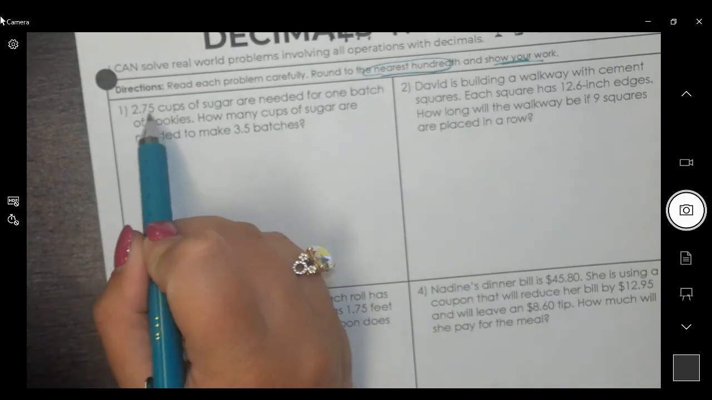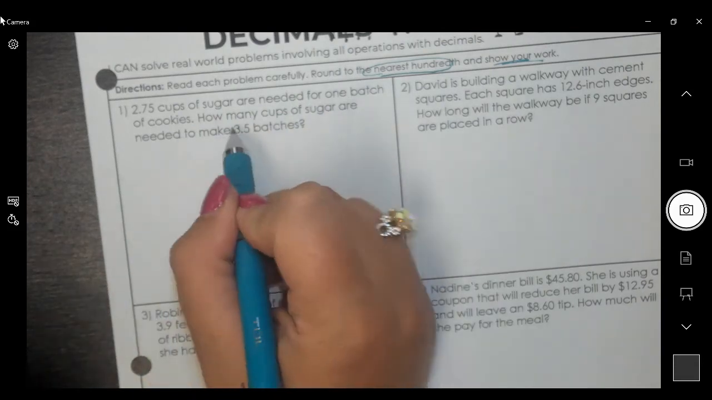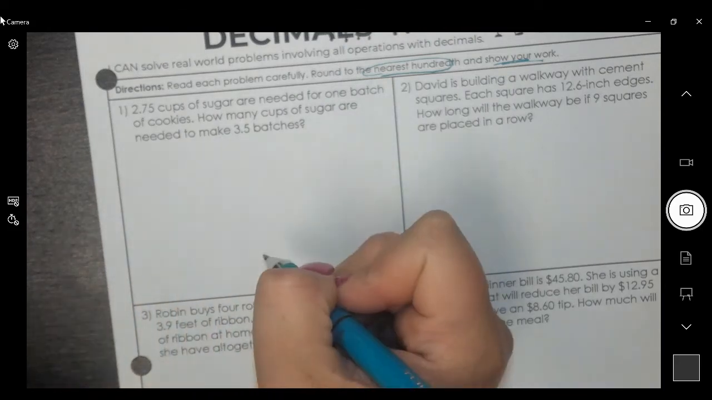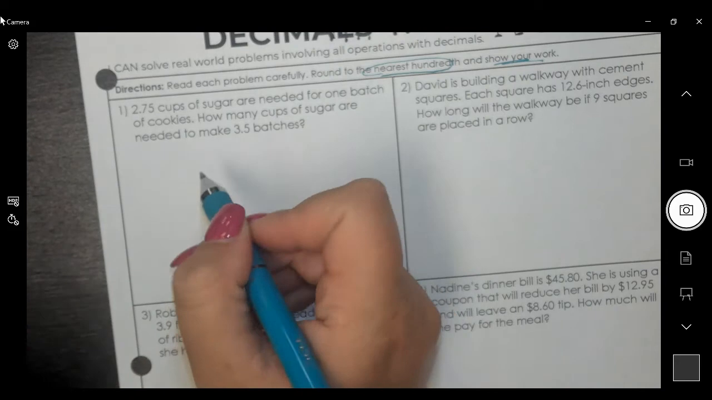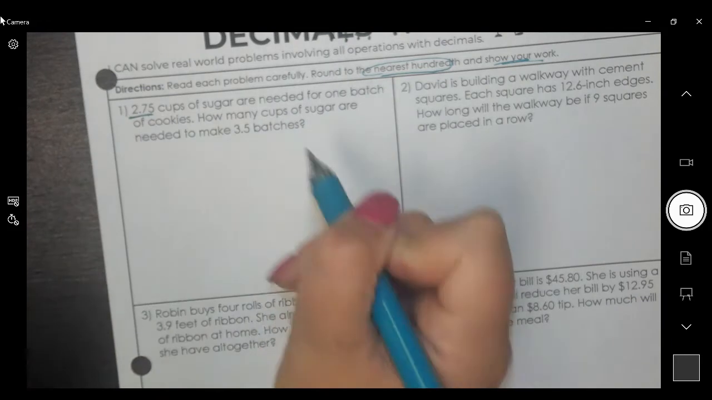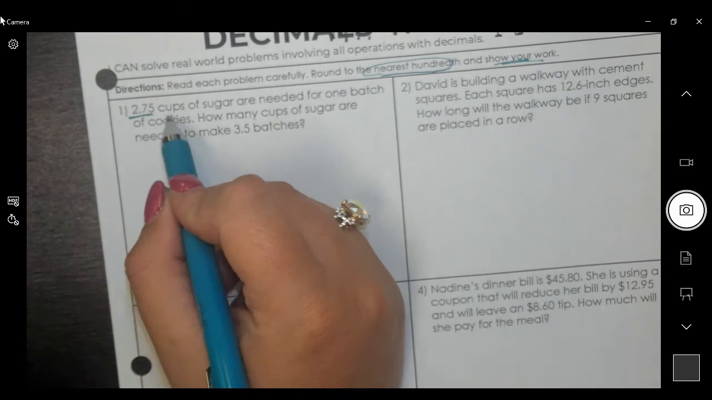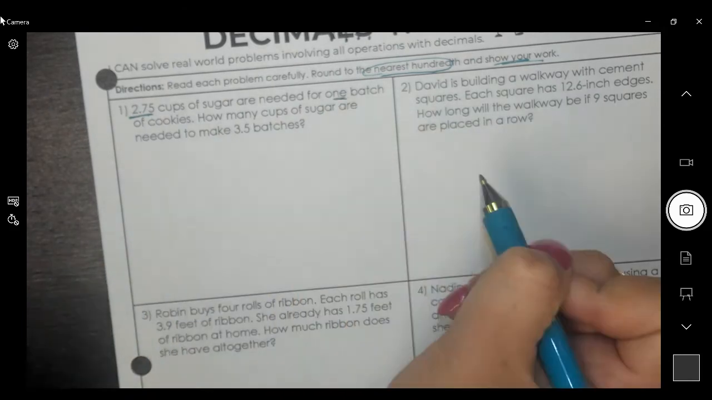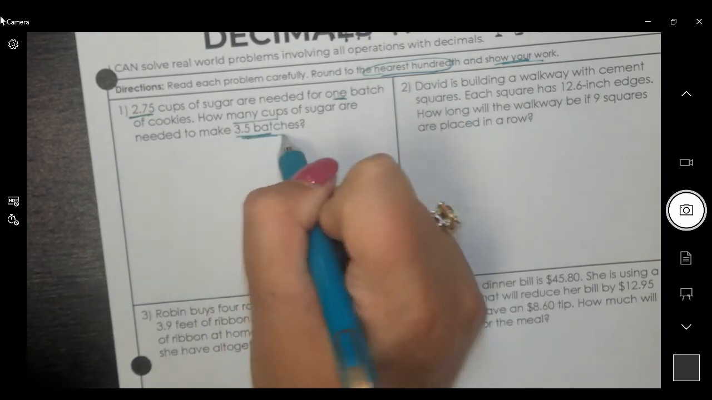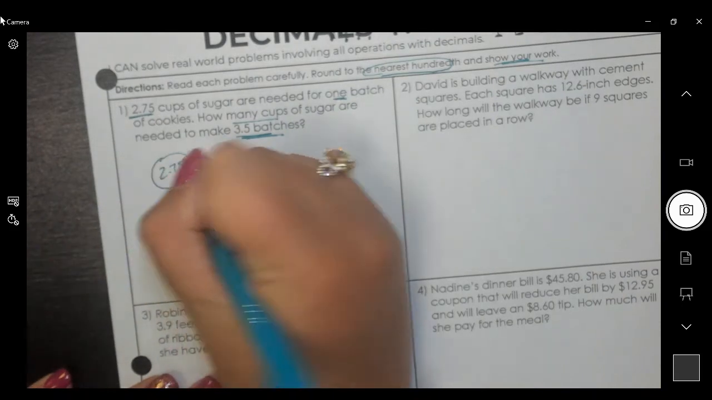It says 2 and 75 hundredths cups of sugar are needed for one batch of cookies. How many cups of sugar are needed to make 3.5 batches? So the first step for understanding is we want to go back and underline the information that we have. So we know that it takes 2 and 75 hundredths cups of sugar for just one batch. We want to know how many cups for 3.5 batches. So if one batch of cookies takes 2.75, we're trying to find 3.5.